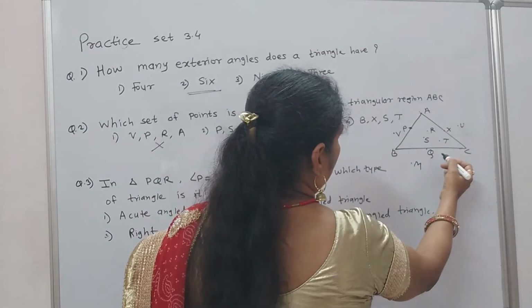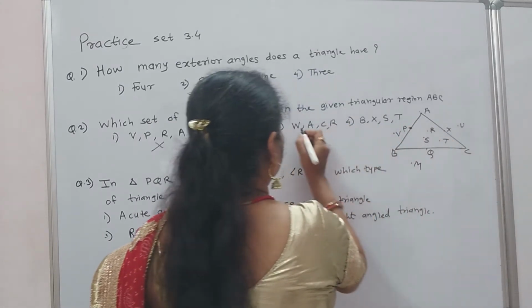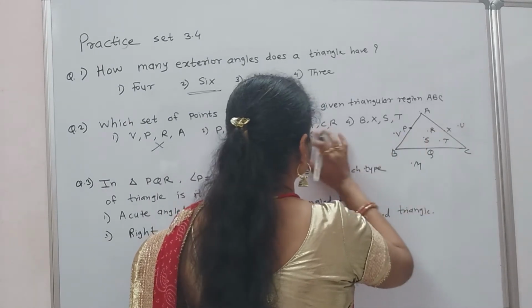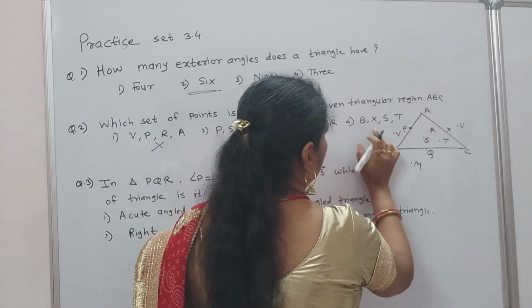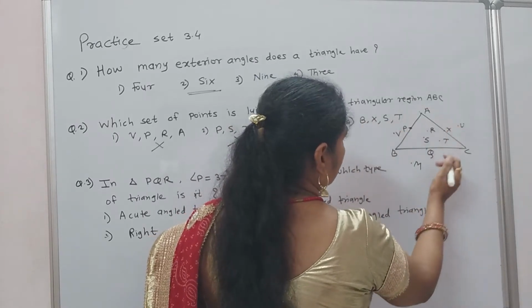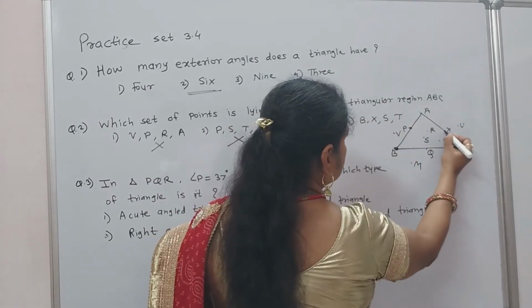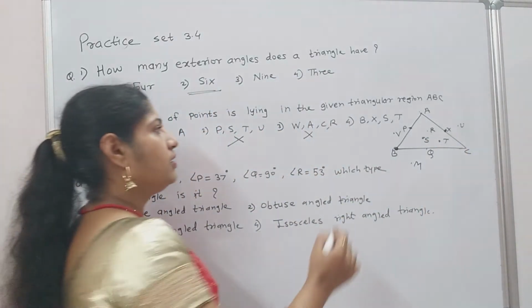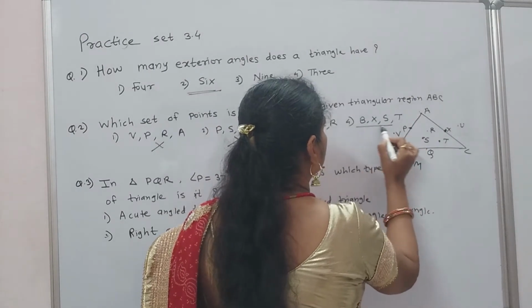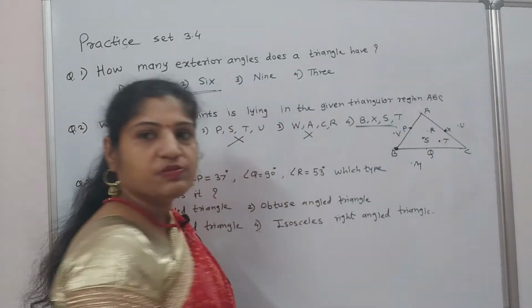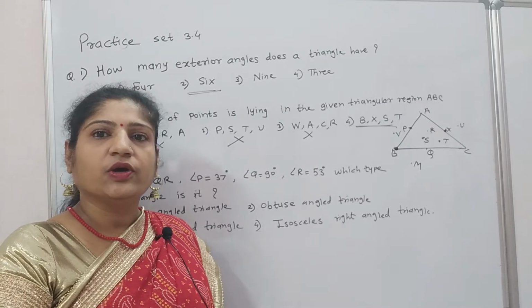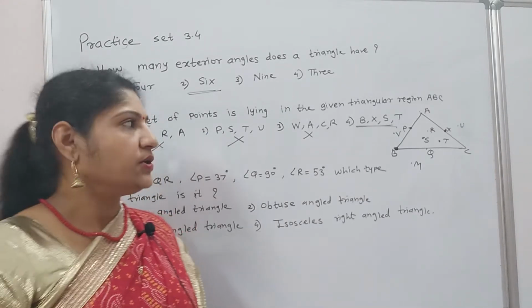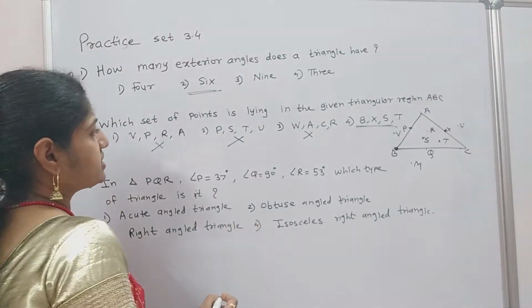A, C, R, C and R. But where is the W in this given figure? There is no W. So this option is wrong. Now BXST: B, X, S and T. This is the set of points which are in the triangular region. What is meant by triangular region? The interior of the triangle and the triangle itself form the triangular region. So option number 4 is correct.